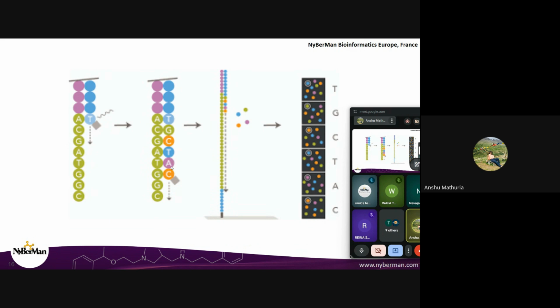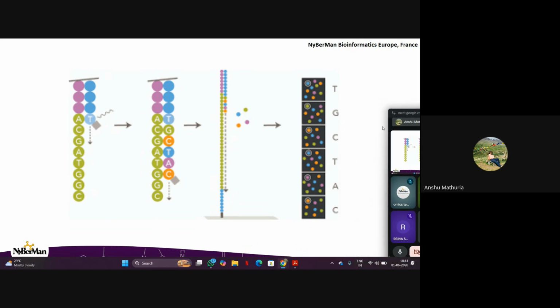Similarly, it will keep on getting extended, and you can keep on seeing the difference in the fluorescence. So at the same spot, you will keep on seeing the fluorescence, and you can understand, okay, this is T, this is G, this is C, this is T. And based on this, you will be able to construct the entire sequence of what you want. So this is the basic workflow and the principle of how NGS is doing the sequencing.